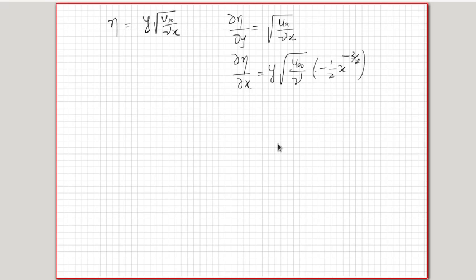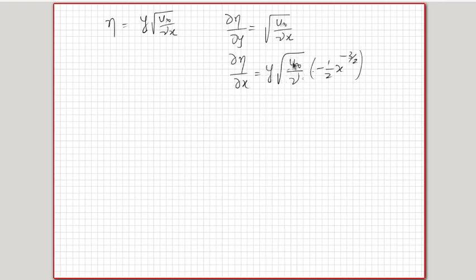Okay, so if I simplify this, this x to the power of 3 by 2 will become x to the power of half times x in the denominator. So the x to the power of half will go inside this, so it will become y times the square root of u∞ by νx, which will be nothing but η itself, and in addition to that there will be a minus 1 by 2x. Okay, so this will actually become minus η divided by 2x. Is that correct? So that is the expression for this. So now let's do all the other similar partial derivatives and then we can put things together.